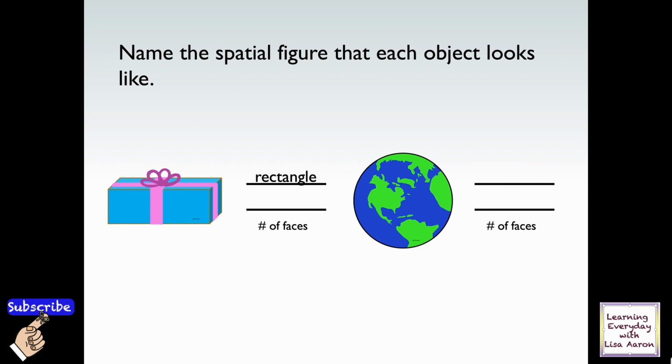A rectangle. How many faces does it have? 1 on the top, 1 on the bottom, and then the sides. 6. Here's Earth. What shape does it look like? A sphere. How many faces? 0.